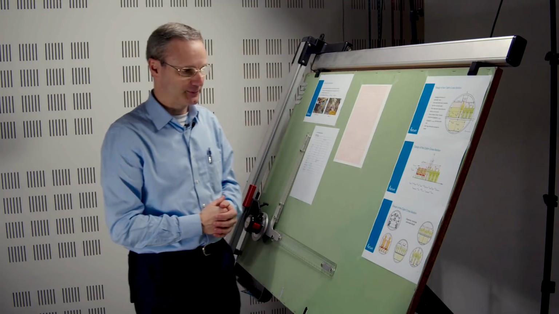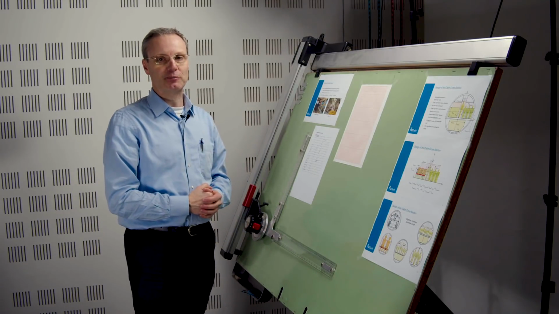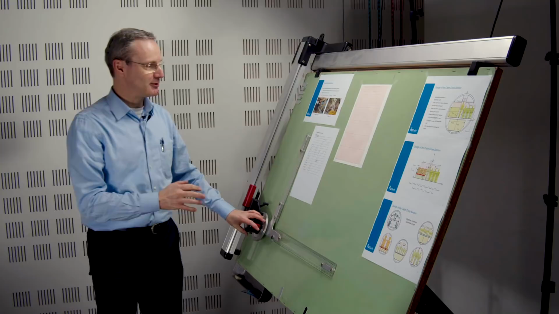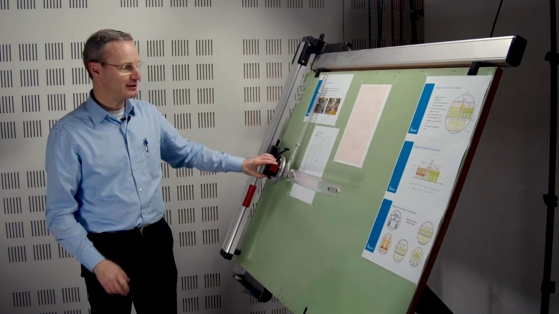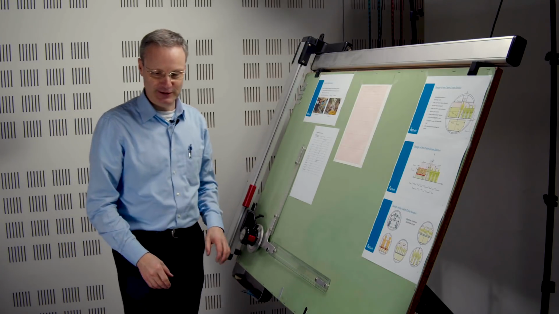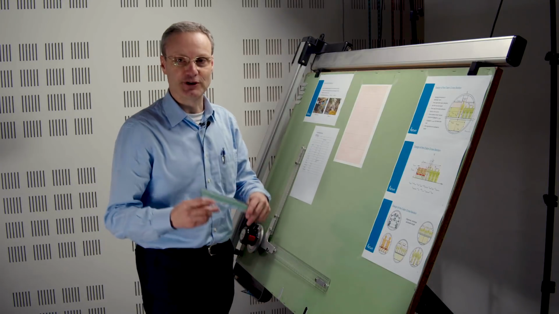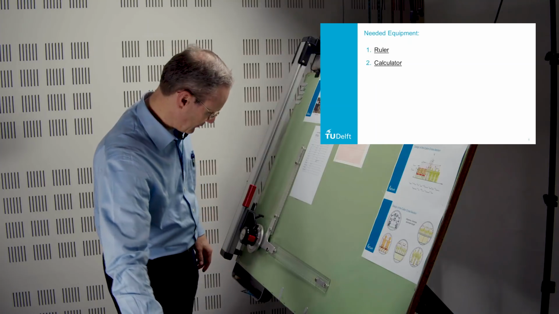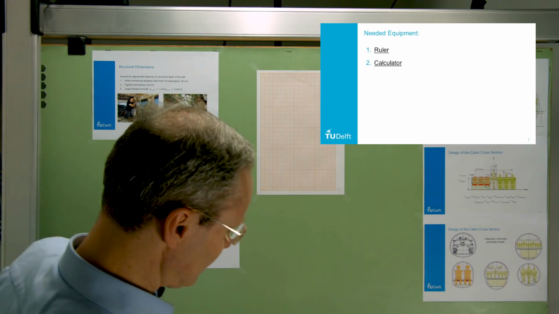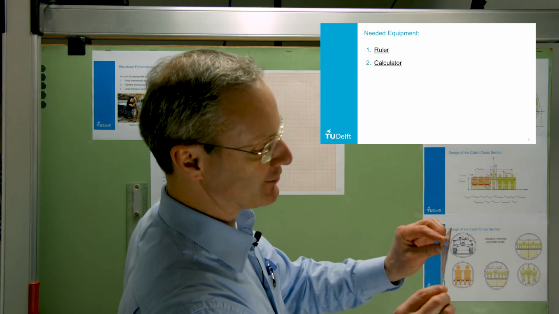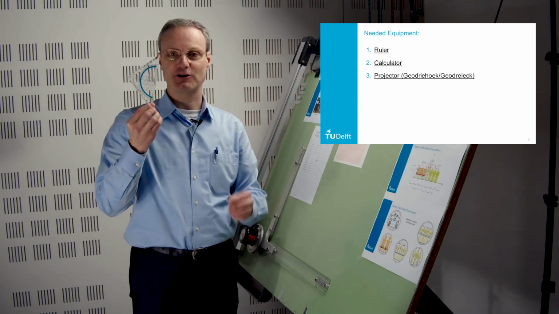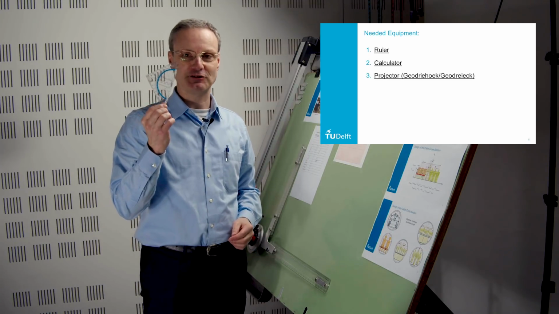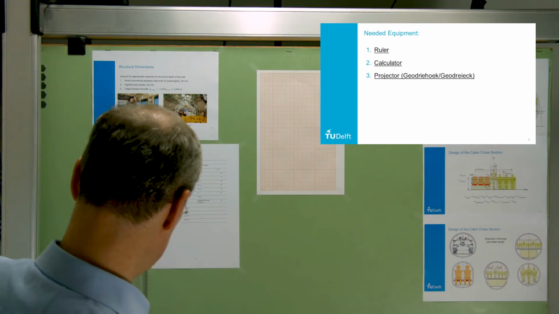So that's the plan. I have some drawing equipment available here. You can maybe recognize an old-fashioned drawing machine, but we'll not use that. We'll use standard equipment. We'll use a ruler. We need a calculator to calculate a couple of things. We have this little device, which is called a protractor, or in Dutch geodriehoek. It costs about 50 cents and it's a very handy tool. You definitely must buy one.